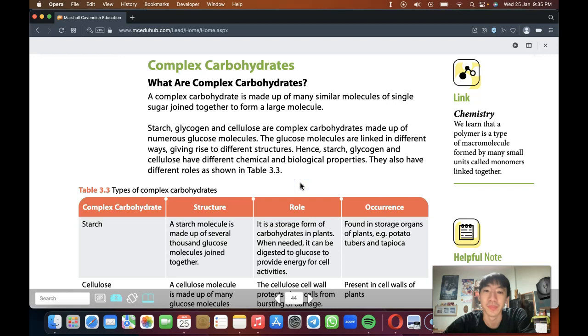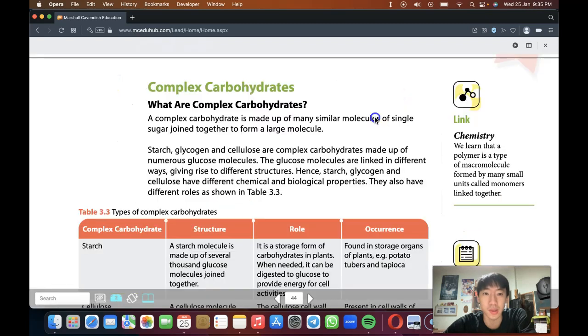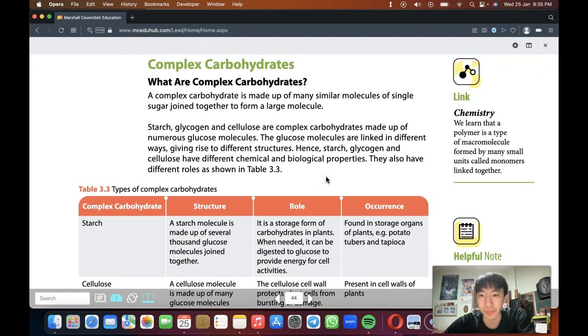Okay, so in the previous lesson we learned about the reducing sugar test, right? Which is called the Benedict test for reducing sugars. So now let's talk about complex carbohydrates. Okay, so what are complex carbohydrates?